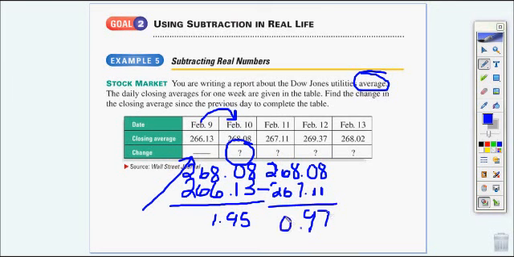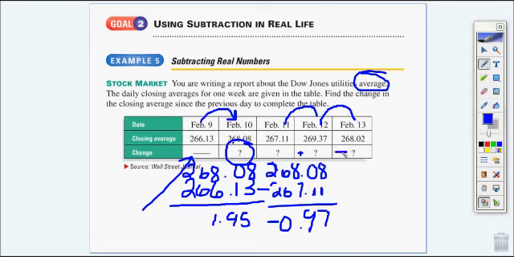Now I'm going to look and see which one is, am I going positively or negatively? I was at 268 and I went down to 267. So that means that that was a negative change. From the 11th, I went back up. That's going to be a positive change. I'm going to find the difference though. And from 269.37 to 268, I went down a little bit. I dropped a little bit. And so that would be a negative. I went down.